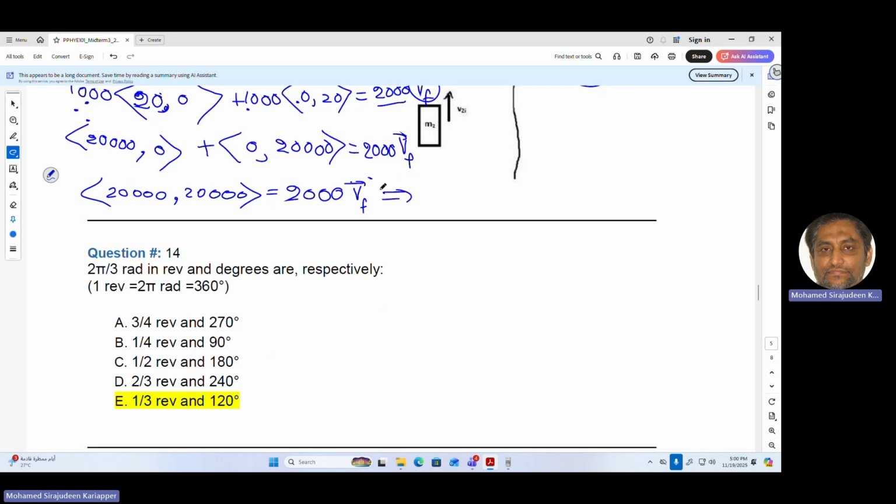So this gives me VF equal to, this 2000 comes here and comes here, right? So 20,000 divided by 2000 will be 10. 20,000 divided by 2000 will be again 10. So it is done.